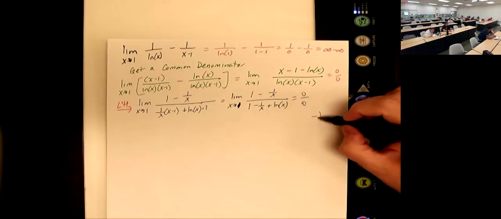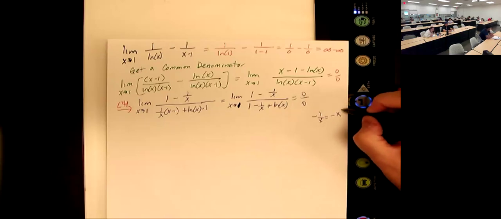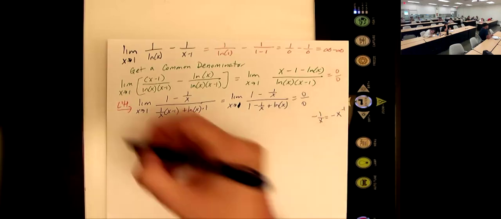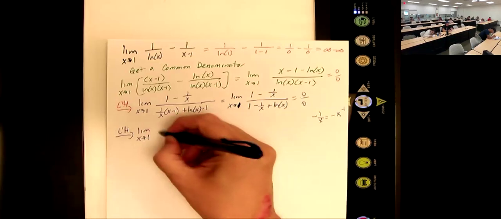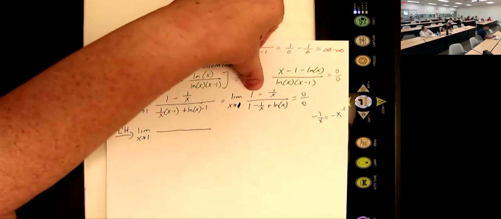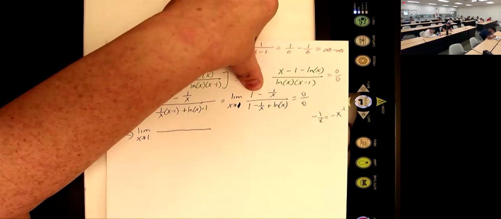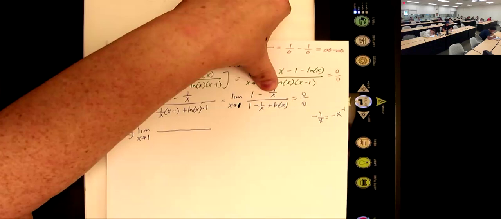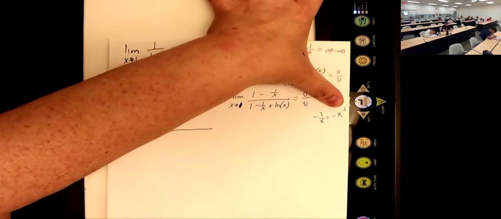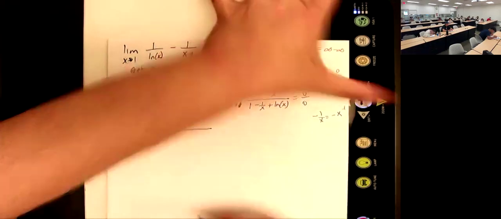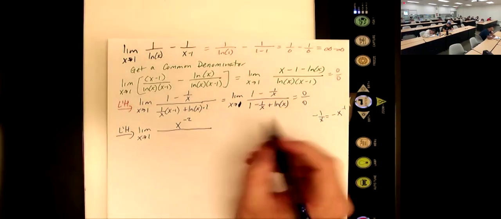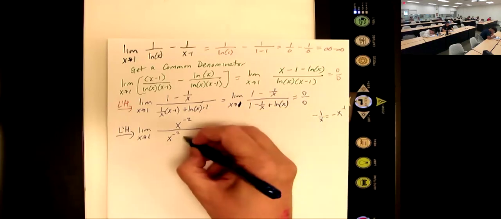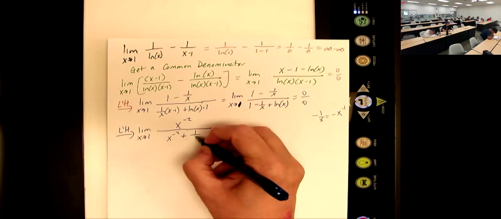So both top and bottom have a -1 over x, that's the same as -x to the -1. When we do our L'Hopital here, it's easier to look at that. So the derivative of 1 is 0. To take a derivative of -1 over x, we bring the power down and lower the power by 1, x to the -2. That's gonna happen on bottom as well, we're gonna have x to the -2, plus the derivative of natural log of x is 1 over x.